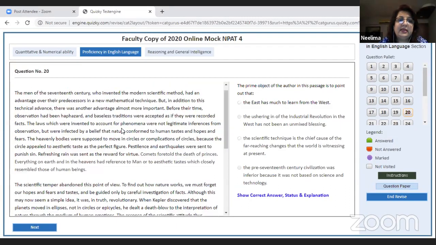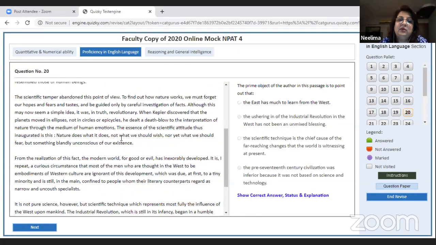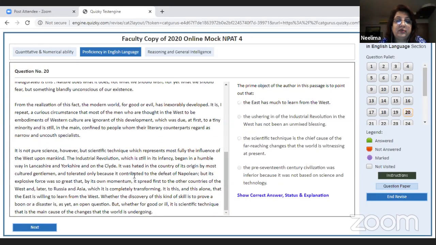But the moment science came into picture, rationality came into picture, and that scientific attitude developed the countries and the Western world started developing. Although initially the Western world was very ignorant about this development through scientific attitude, but gradually acceptance came. And towards the last paragraph, the author is trying to convey through the example of the industrial revolution how development happened with science, and finally all this transformed the entire world.